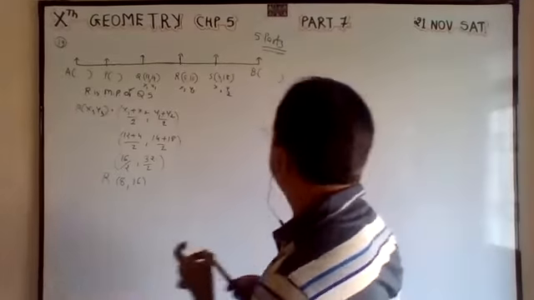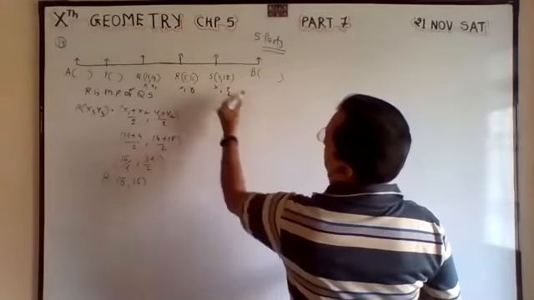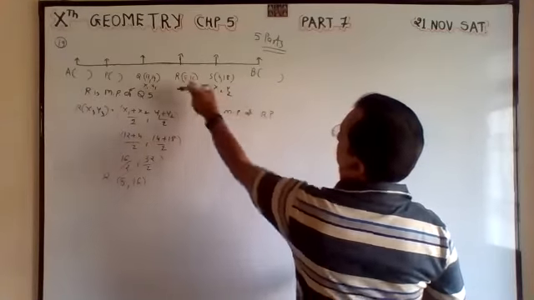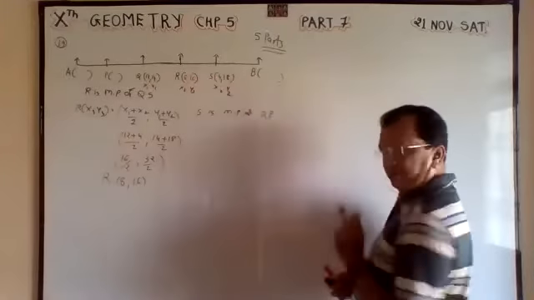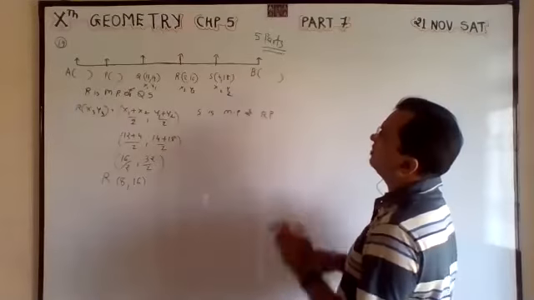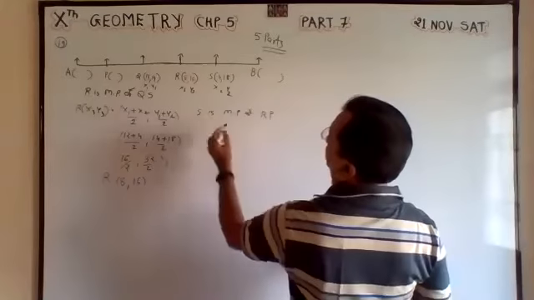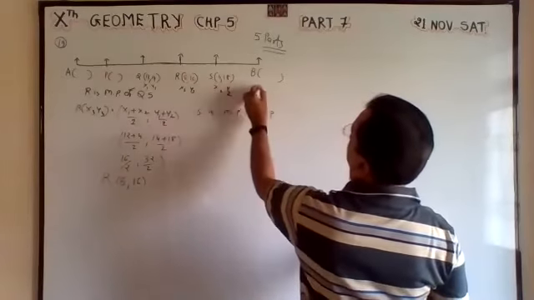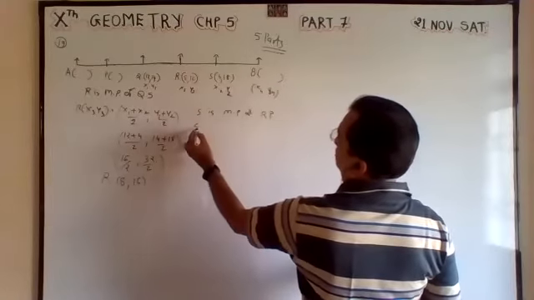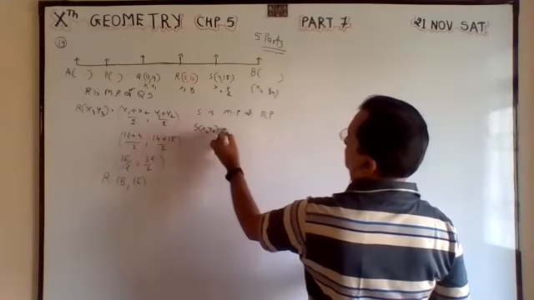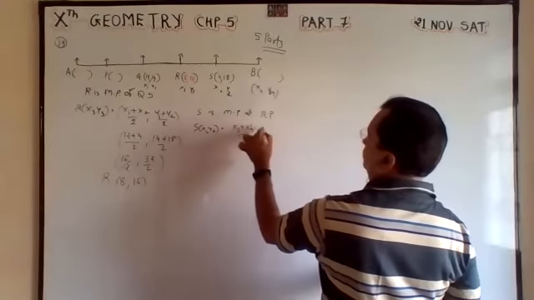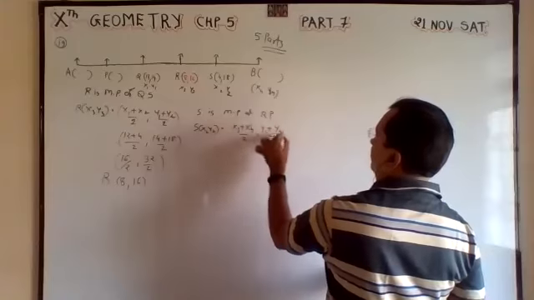Now B, sorry, S is the midpoint of RB, because these two parts are equal. Many times we will use this midpoint formula. Now S is the midpoint of this. So 1, 2, 3 we have utilized. So x4, y4. So S means x2, y2 is equal to x3 plus x4 divided by 2, y3 plus y4 divided by 2.